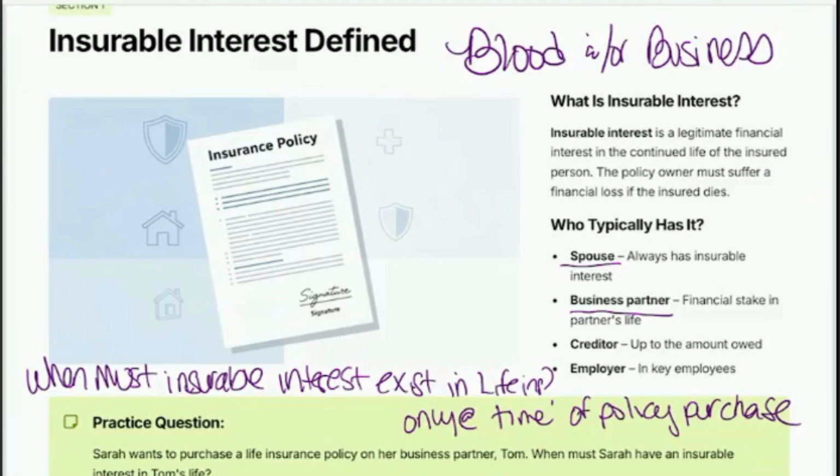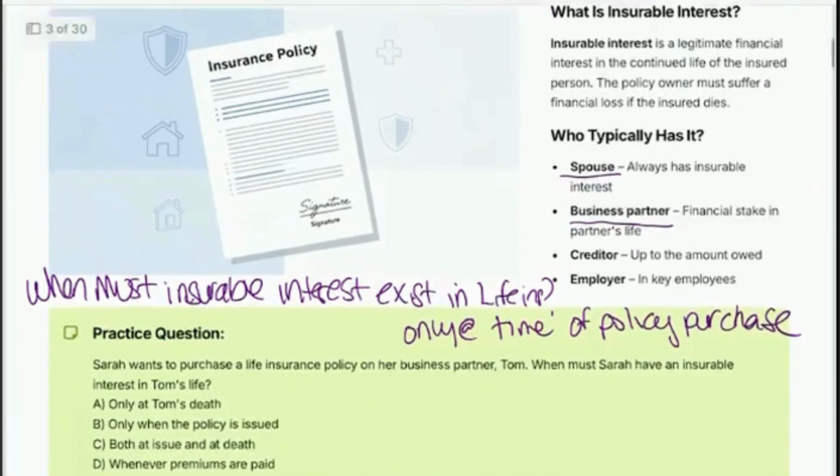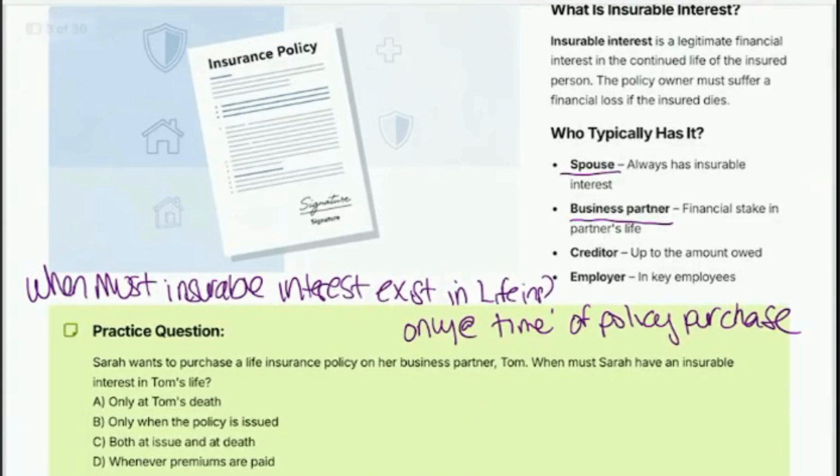Practice question. Sarah wants to purchase life insurance policy on her business partner, Tom. When must Sarah have an insurable interest in Tom's life? Well, I did not realize that this was the practice question right here. So glad we just went over that. A, only at Tom's death. B, only when the policy is issued. C, both at the issue and at death. Or D, whenever premiums are paid. The answer is B, insurable interest must exist at the time of the policy issue.